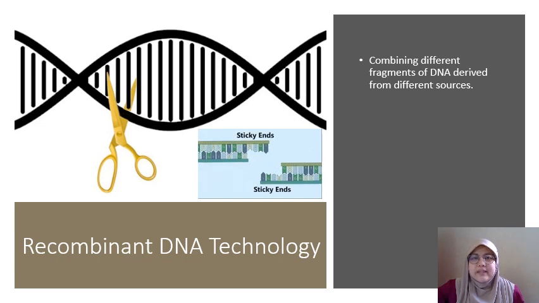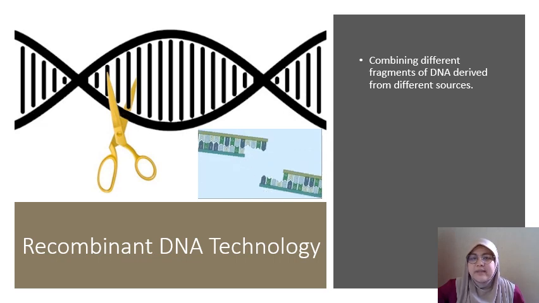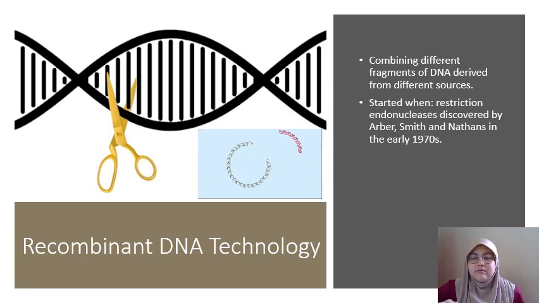The recombinant DNA technology came into existence in the 1970s. So it has been a whole revolution in biochemistry, in genetics, in all the life sciences. It all started with the discovery of restriction endonucleases or restriction enzymes by Arber, Smith, and Nathans in 1970. So it's a very important tool that we have in genetic technology.